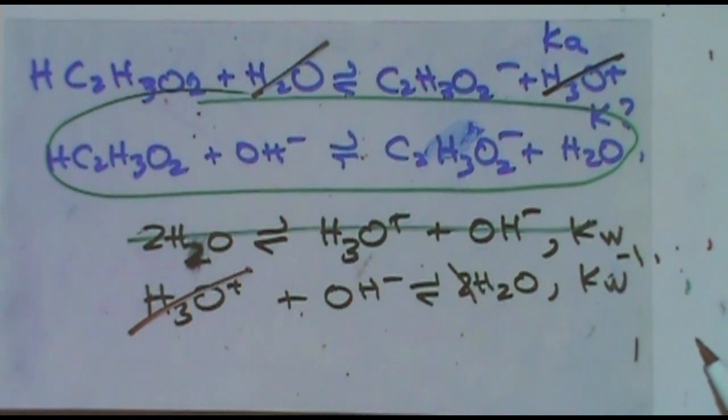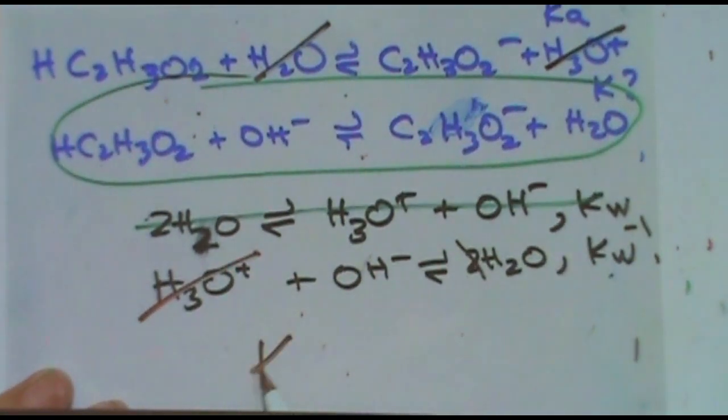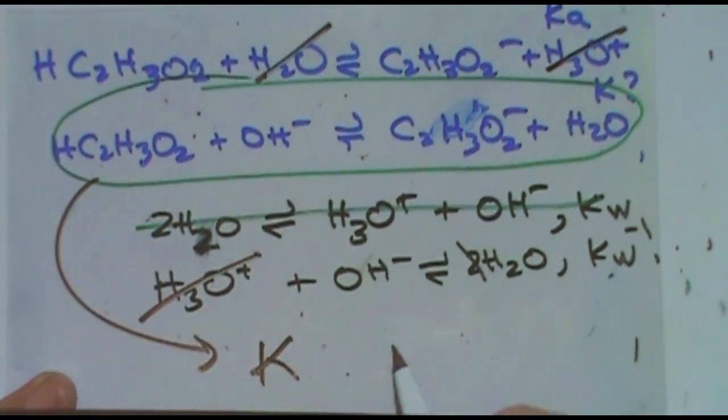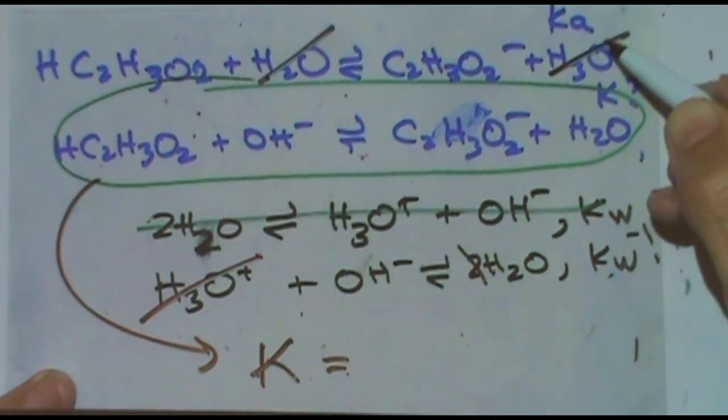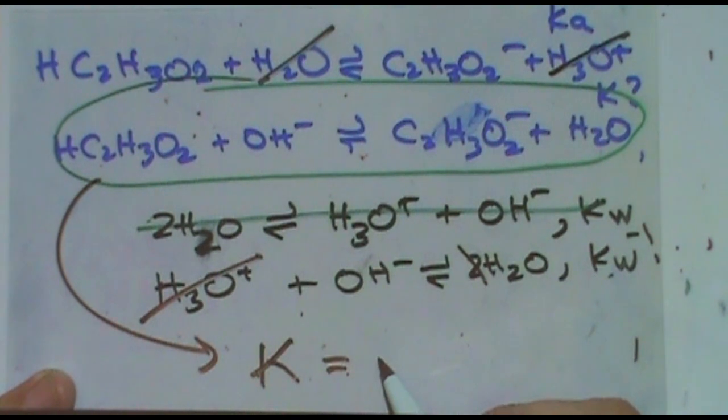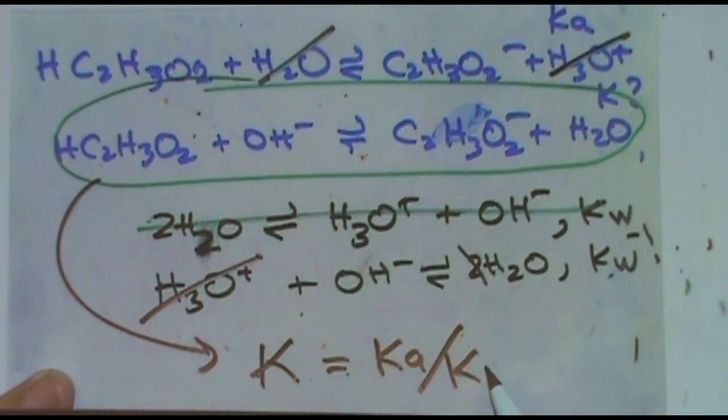Looks pretty good. So the K of the overall reaction right here is equal to, what do I do with these two K values of the reactions I just added? I multiply them. So it'd be Ka for acetic acid divided by Kw.